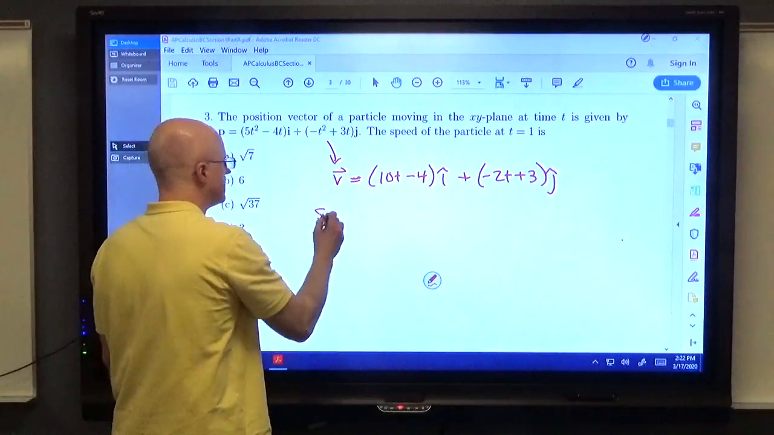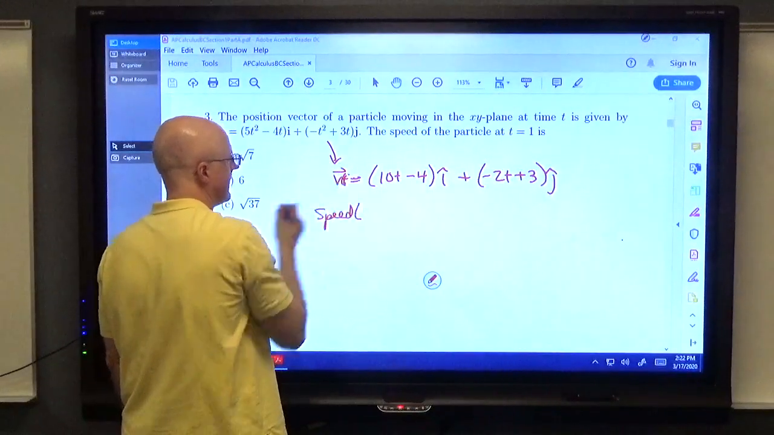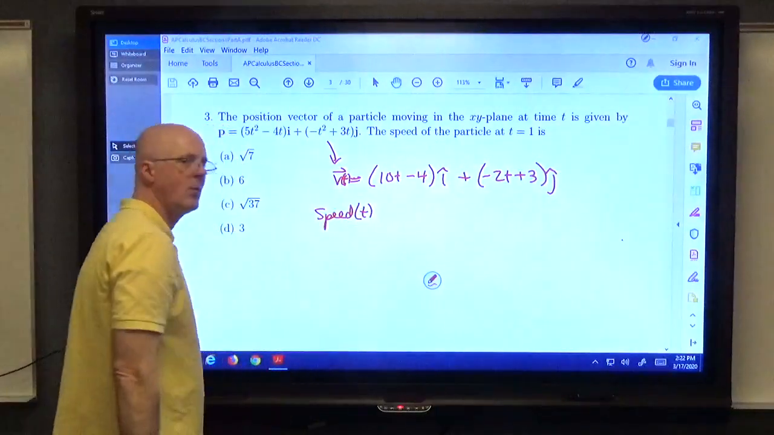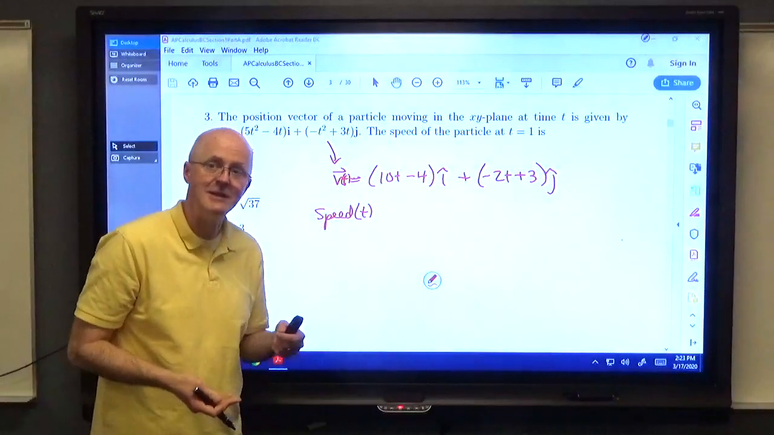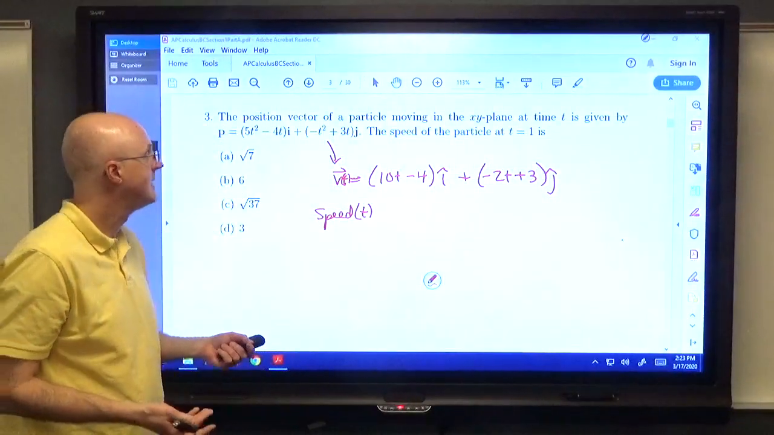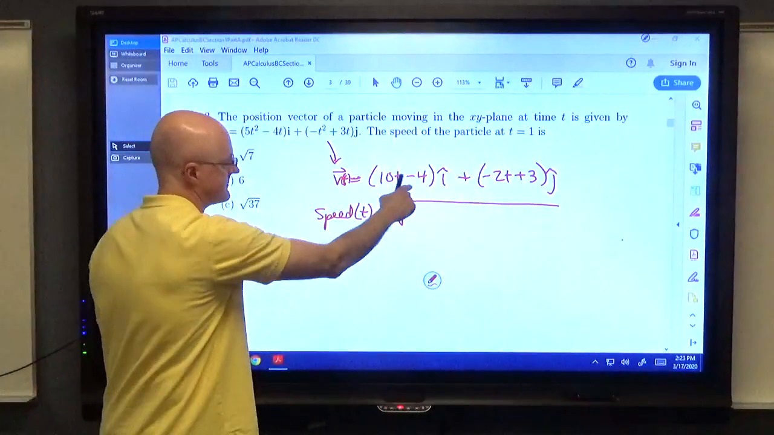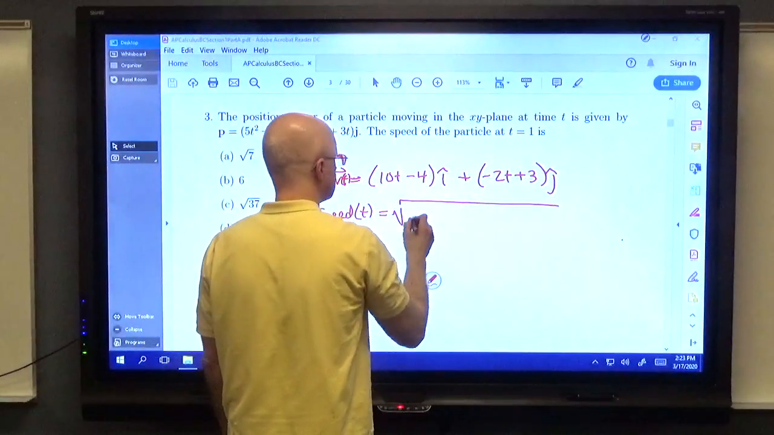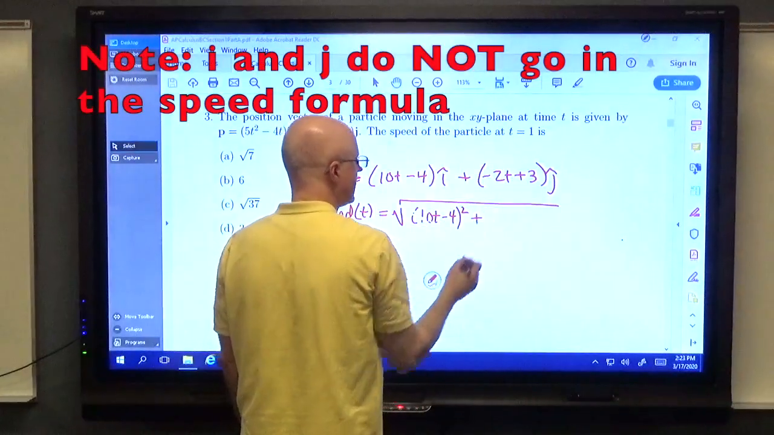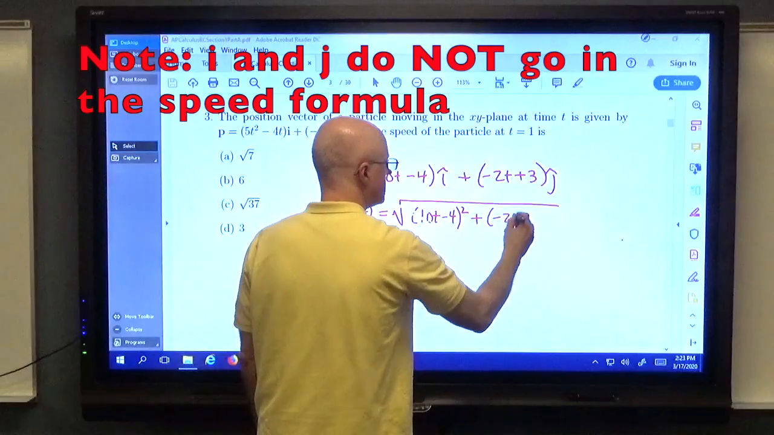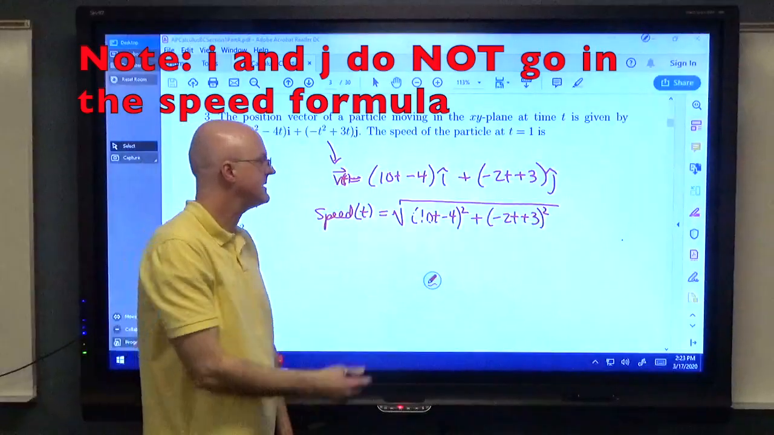What then is the speed? Both, by the way, these things are functions of t. I can put of t's in here. What is the speed? It's the length of the velocity vector. And if you draw it, you can make a right triangle, and you can use the Pythagorean theorem to figure out its length. And it turns out to be the square root of this first component squared, 10t minus 4 squared, plus the second component squared, negative 2t plus 3 squared. That's the speed in arbitrary time t.